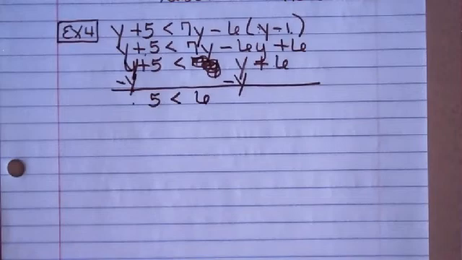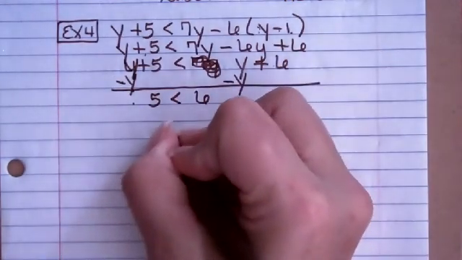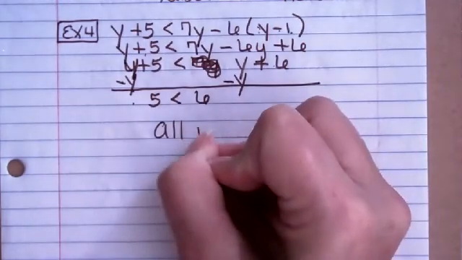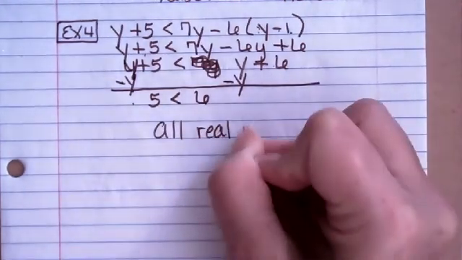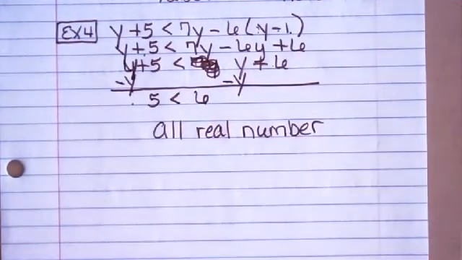Now, when I get to this line, take a look at that inequality. 5 is less than 6. Is that true or false? Oh, that is absolutely true. 5 is always smaller than 6. So what does that mean for us? The solution here is all real numbers. Every number in the world will check out in this inequality.